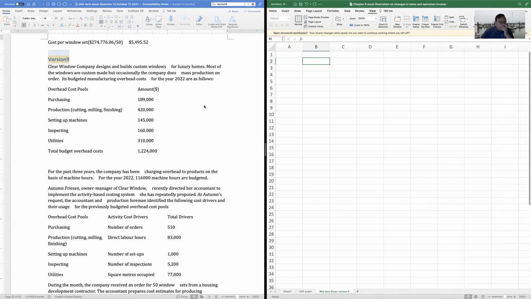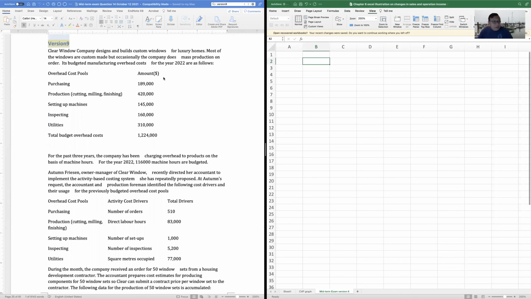Okay, so in this question, version 9, Clear Window Company designs and builds custom windows for luxury homes. Most of the windows are custom made, but occasionally the company does mass production on order. The budgeted manufacturing overhead for 2022 is as follows. There are the overhead cost pools, 1, 2, 3, 4, 5. So there are 5 activity cost pools, and the total number is 1,224,000.